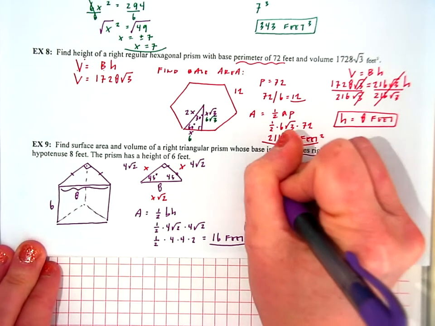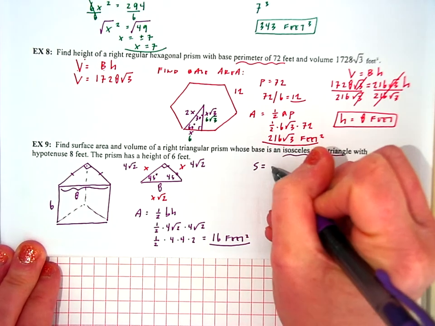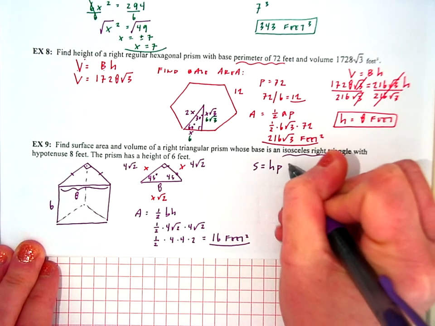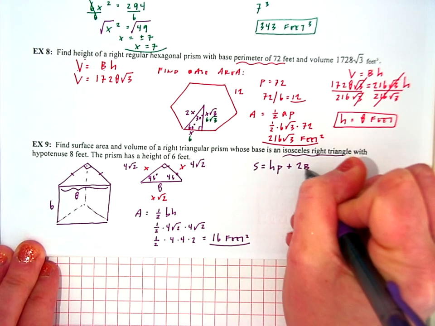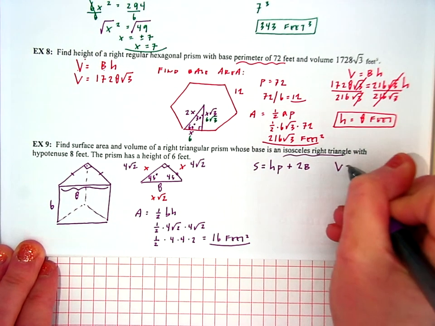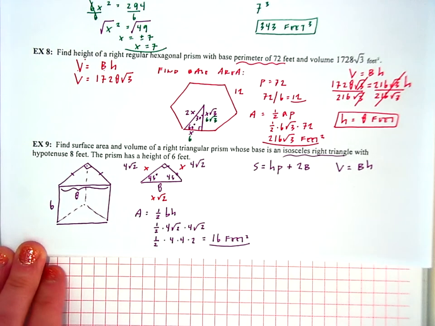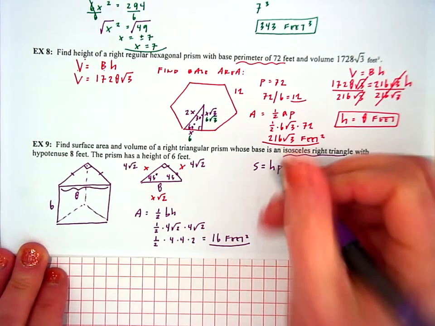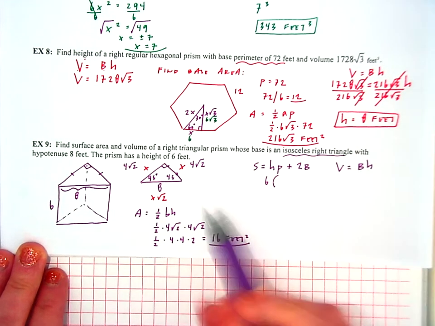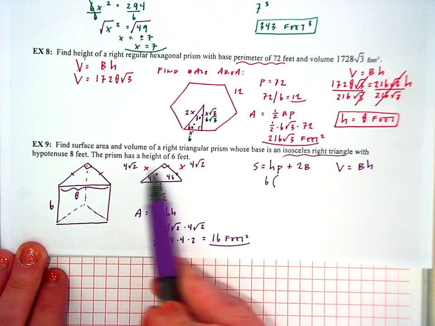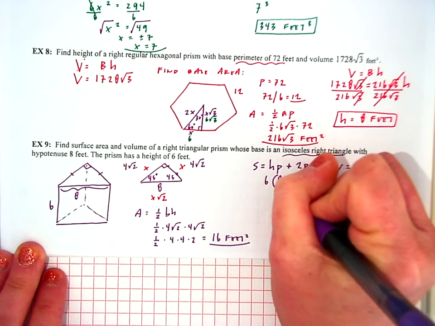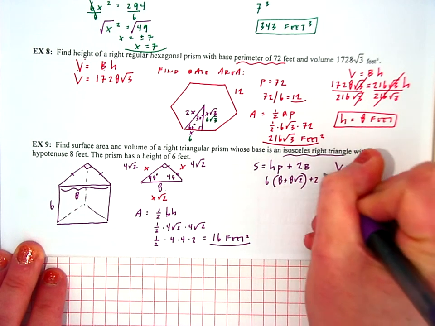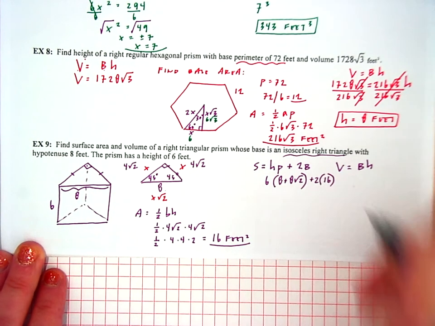So for surface area next, I know that I'm looking at the lateral area, so height of the prism times the perimeter of its base, and then I have to add those two base areas. Volume will be just base area times height. So surface area first. Height of the prism is 6. Perimeter of the base, if I add up all these sides, I can only add my like terms. So I have 8 plus 8 root 2. And then I have two bases. Each one has an area of 16.